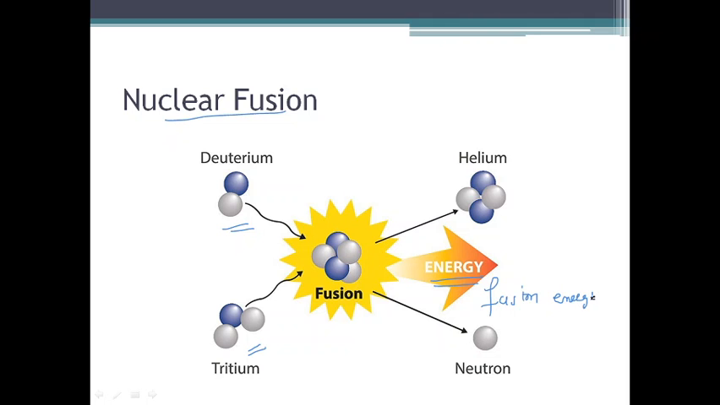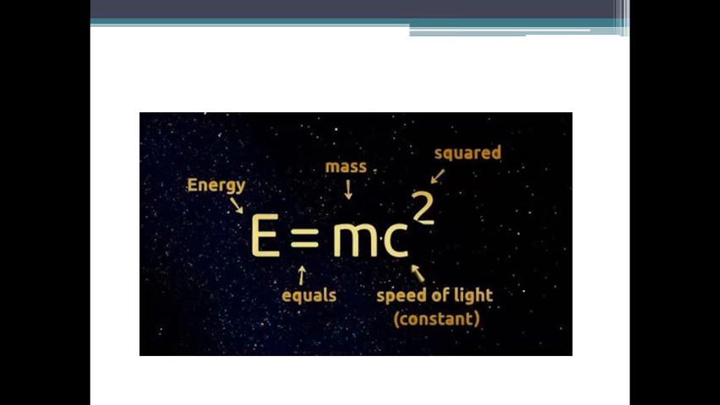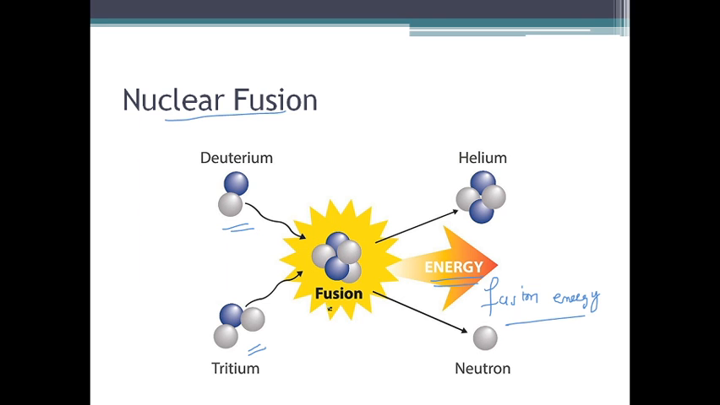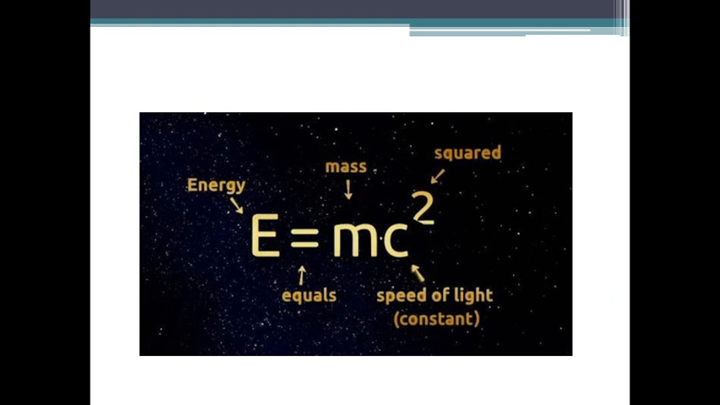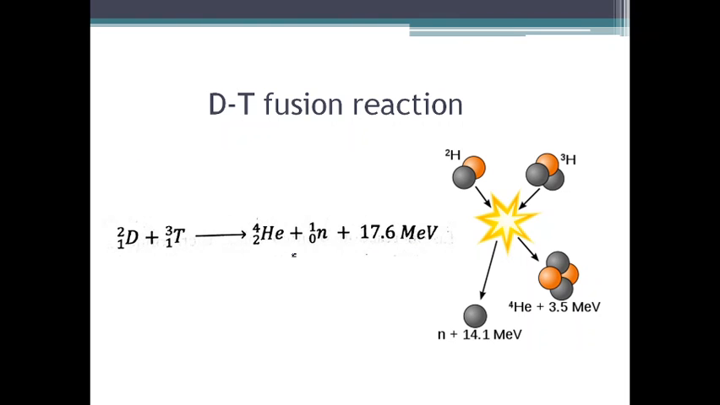And where does this energy come from? This energy is actually coming from the mass defect that is involved in this process. We know the end product of this nuclear fusion does not have as much mass as the initial ingredients, and the mass that is lost in this process is called mass defect. This mass will be converted into energy according to Einstein's relation E equals mc squared. This energy will be released in a nuclear fusion process.